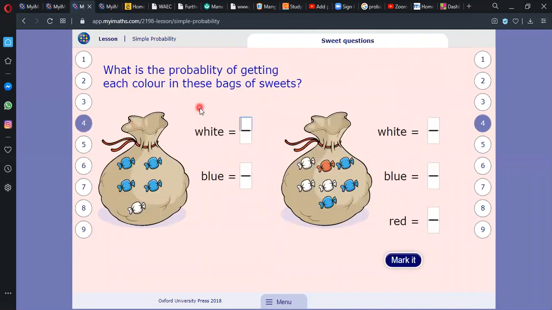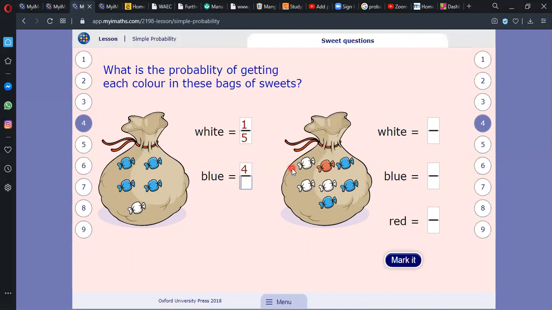Now we have another type of question. What is the probability of getting each color in these bags of sweets? Each color. So probability for getting a white. Of course, we know how this goes already now. How many whites are there? So definitely that is 1. How many total number of sweets do we have in the bag? I think we have 5. I can see 5. So that's 1/5 for white. For blue, I'm going to have 4/5. There are 4 blues there.